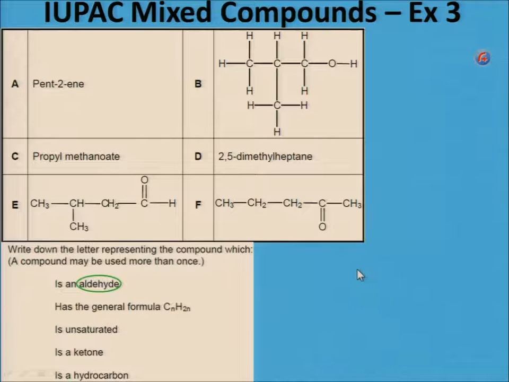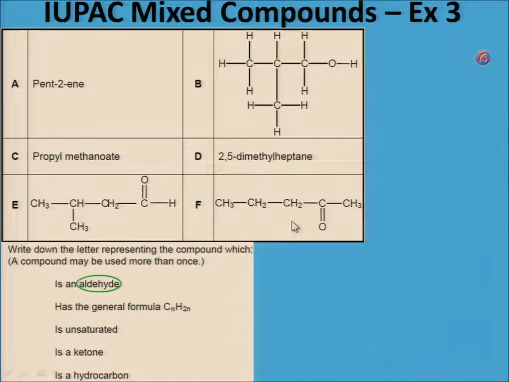Example 3. Write down the letter representing the compound which is an aldehyde. Now let's go and look here. A, B, C, D, E or F should now be an aldehyde. Here you have an alkene, so it's not that one. B, you have an alcohol. C, you have an ester. D is just a usual alkane. Here you have a carbonyl carbon at the end of the chain. So the answer should be E.